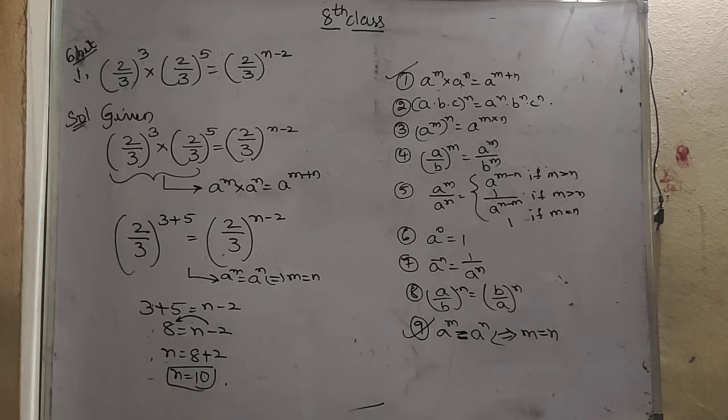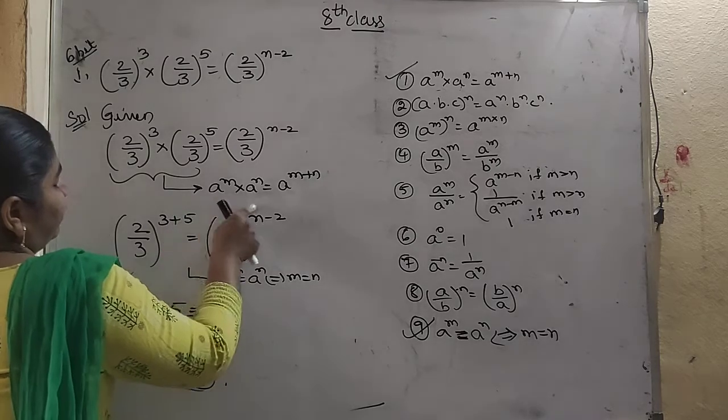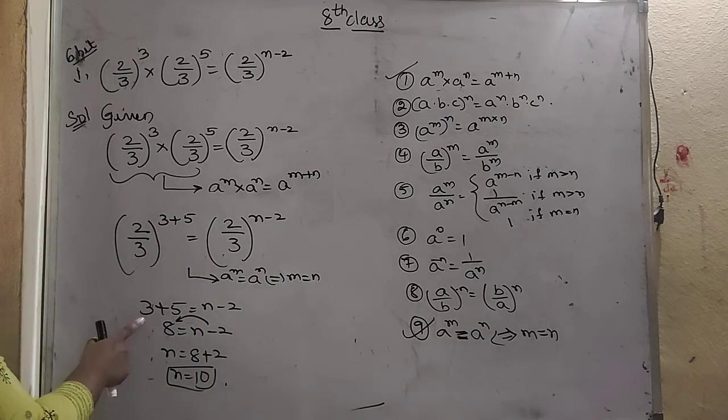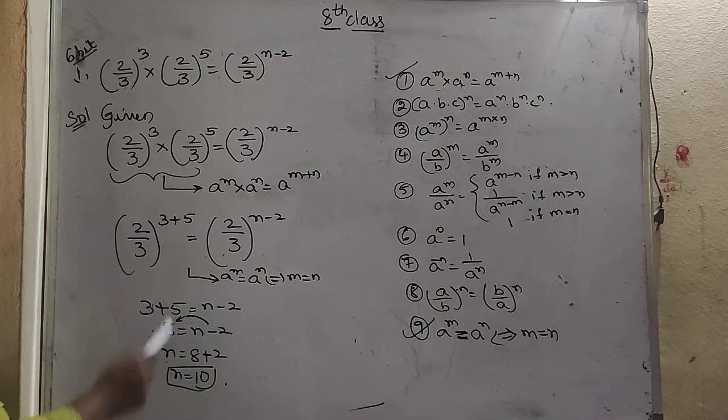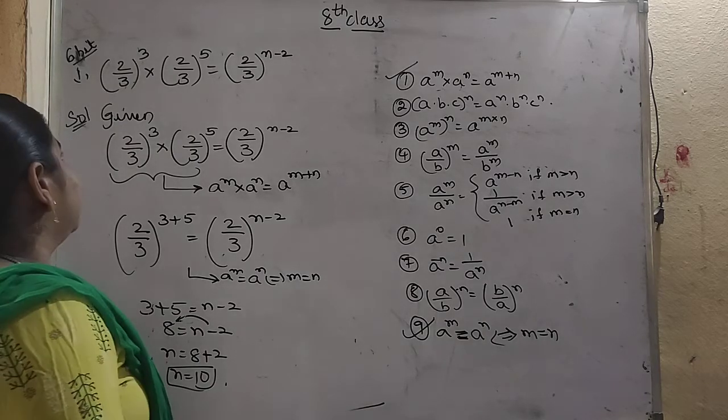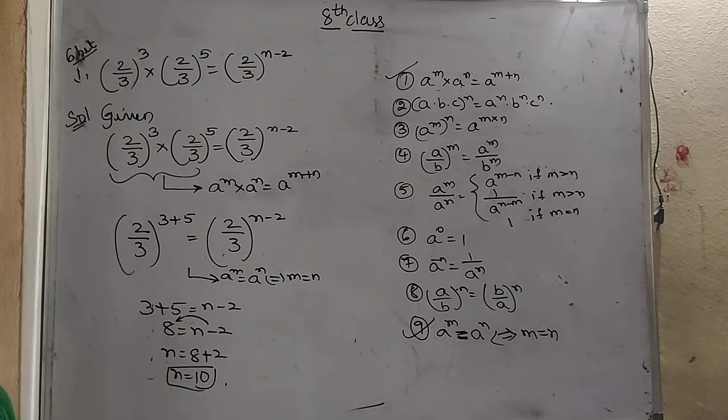So now we have to equate both powers, that is 3 plus 5 is equals to n minus 2. Now 3 plus 5 is 8, 8 is equals to n minus 2. Transpose this minus 2 to the other side, that will become plus. So what is the n value here? N value is 10. So this is our first one in 6th bit.